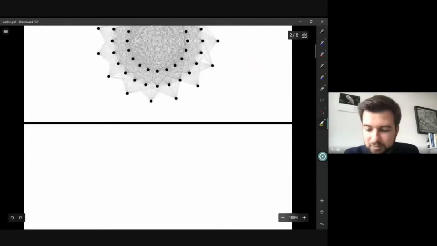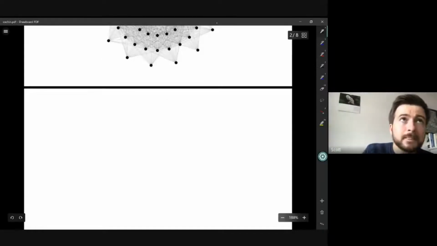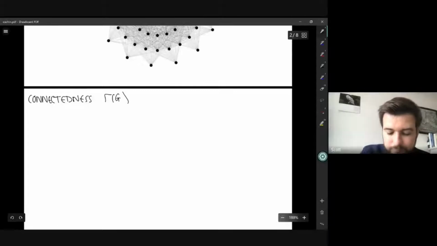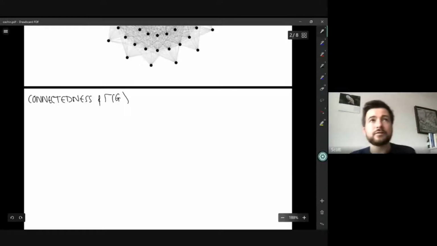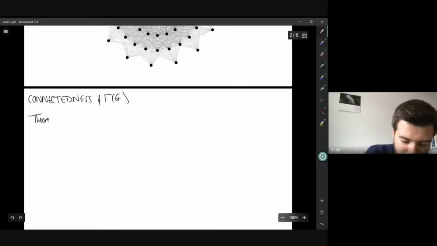So let me begin by doing that properly. I want to really just cut to the chase, I guess, and just tell you what we know about the connectedness of the generating graphs of finite groups. So the connectedness of gamma of G. So here's the main theorem, and I'll just tell you it.